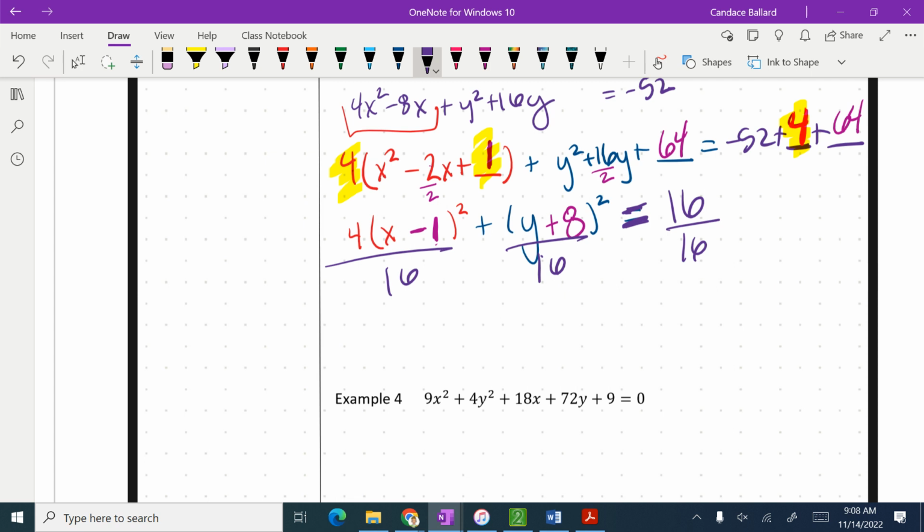Okay. So this is how the major and the minor appear. Is right here. Okay. How many times is 4 going into 16? 4 times. So I know that I'm canceling there and getting 4. So I have x minus 1 squared over 4. This one, there's nothing to cancel, right? So it's just y plus 8 squared over 16 equals, what's 16 divided by 16? 1. Good.